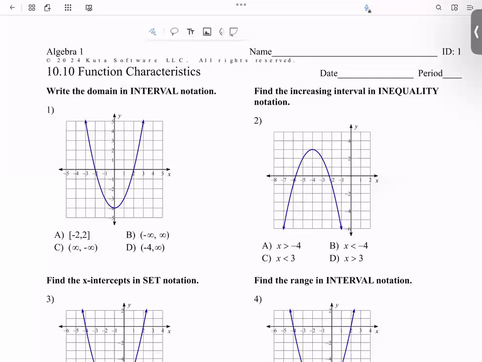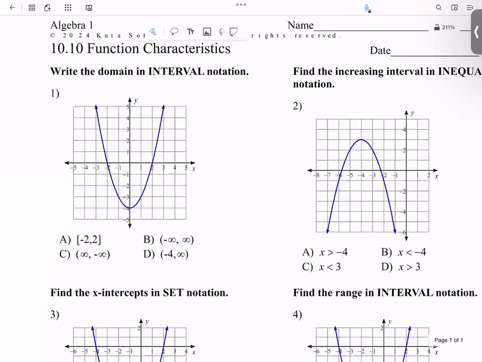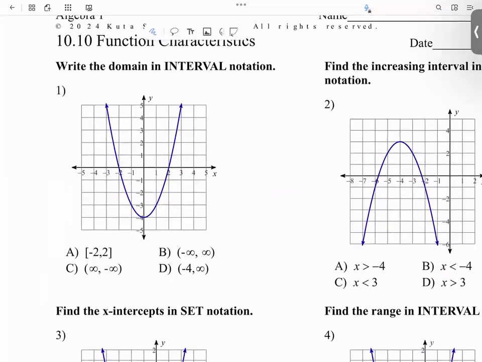Today we're going to talk about function characteristics and the different notations that we can use for those. So on number one, it's asking for the domain. So domain would be all of the x's that are represented in this graph.